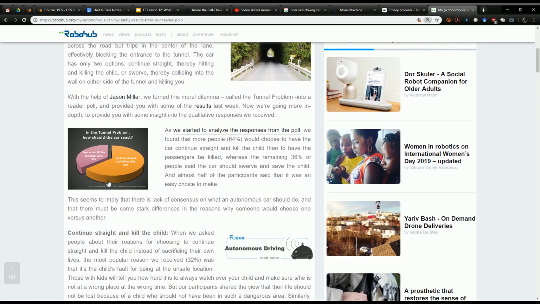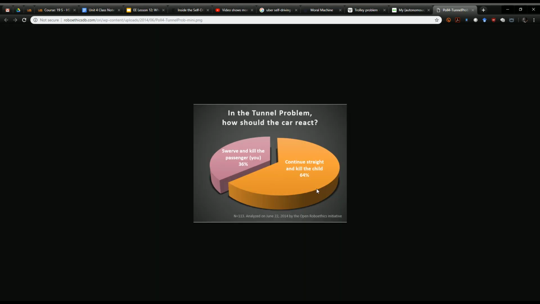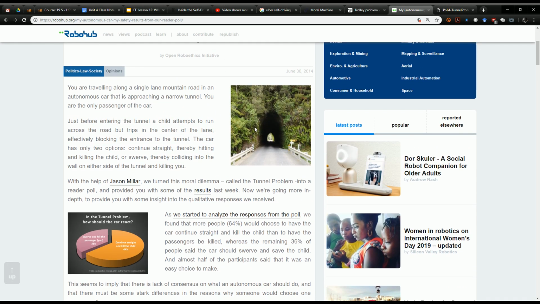They've run polls of this in AI ethics circles. So 64% said that you should kill the kid, and 36% in this poll, out of 113 people surveyed, said that you should swerve and kill yourself. So the question is, what should you do when you're a driver? Maybe you have a knee-jerk reaction to swerve, but maybe you also realize the consequences and decide that, especially if your car's full. I mean, it doesn't matter if your car's full.